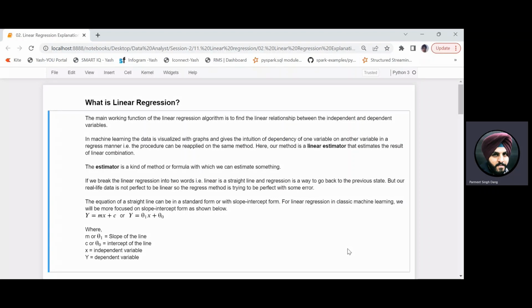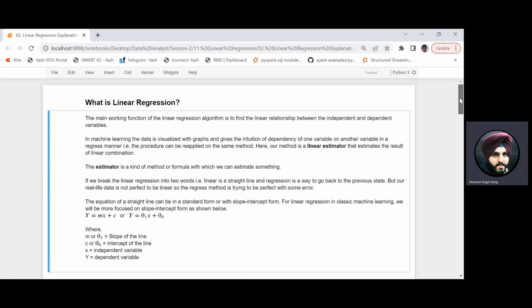Welcome to the machine learning series. In today's session, we would understand a basic intuition behind the linear regression algorithm. So in today's topic, we would be seeing what is linear regression.